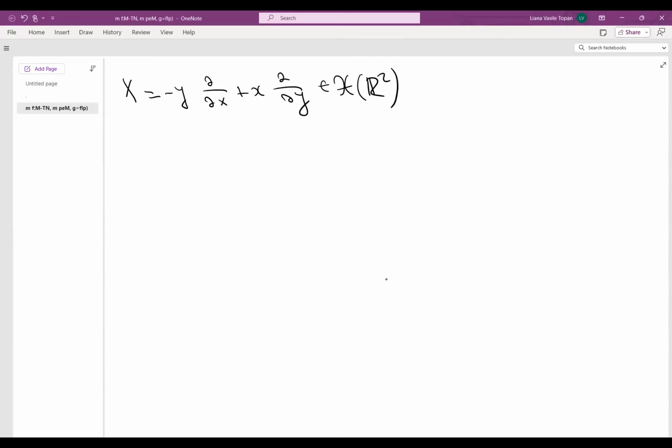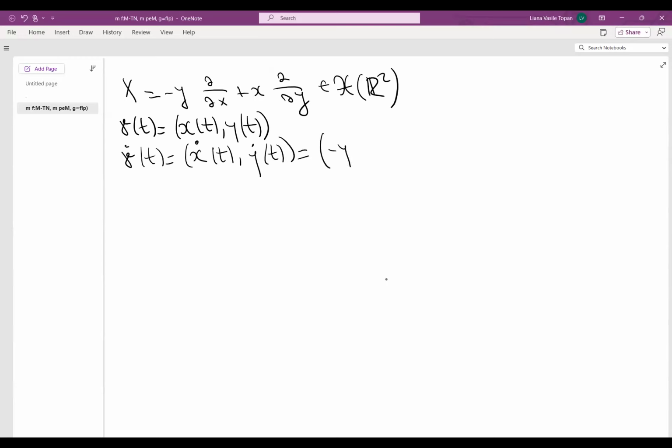Let's call them gamma of t. They are in R squared, so we'll have two components, x of t and y of t. We have gamma dot, which is x dot, y dot, and this has to be the same as X, so the components are negative y and x. So x dot is negative y, and y dot is x.